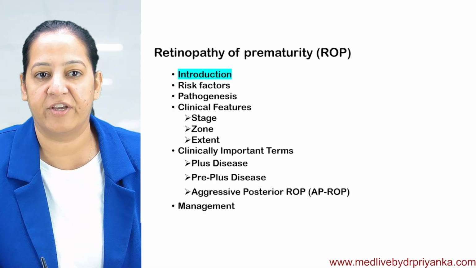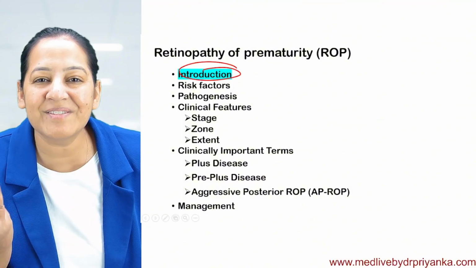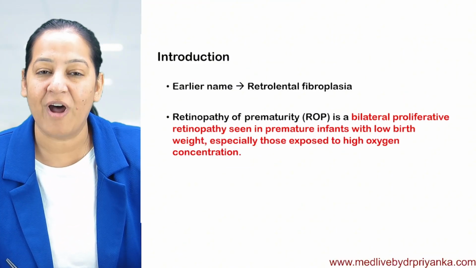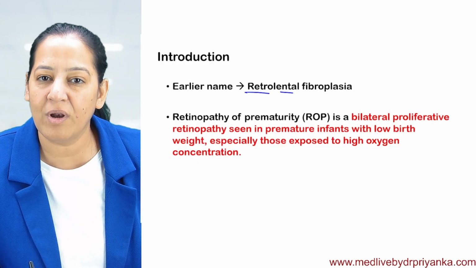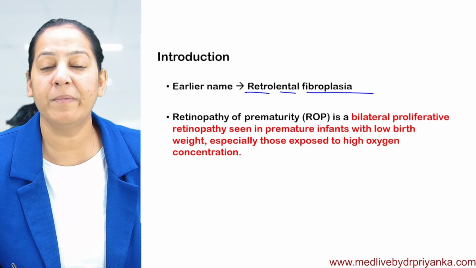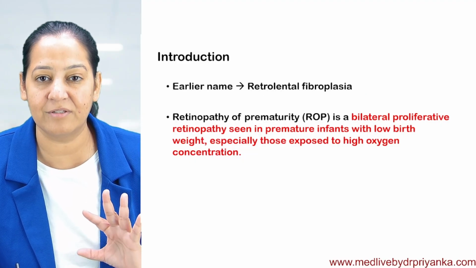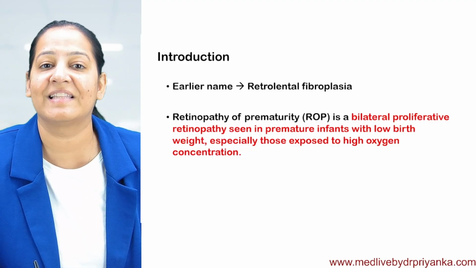Can you see the introduction? What is retinopathy of prematurity? What is ROP? Can you tell me what is ROP? So ROP is also known as retrolental fibroplasia. What do you mean by the term? If you understand the pathogenesis of this disease, you will understand this name also.